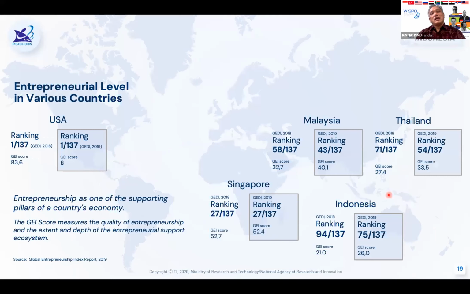So another thing that is very important is that innovation also means entrepreneurial. And this is also something we in Indonesia have to work very hard on, because our ranking in terms of entrepreneurial level is still quite low. And then we also need to catch up with other countries to make our country more entrepreneurial.